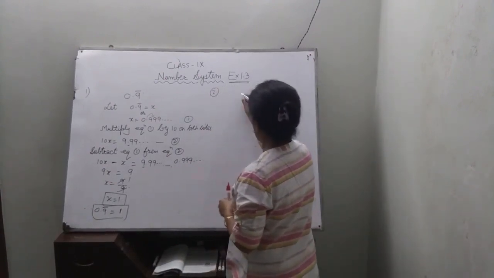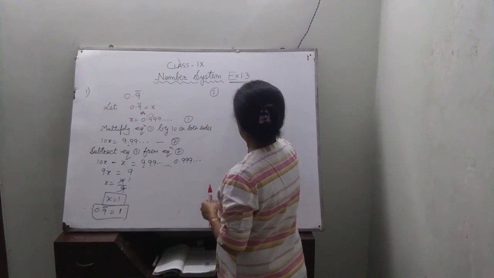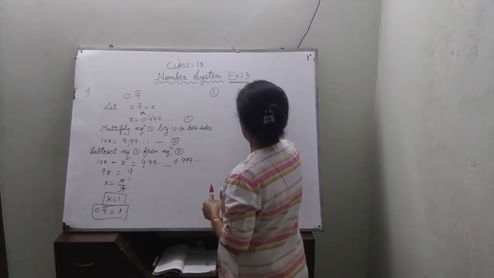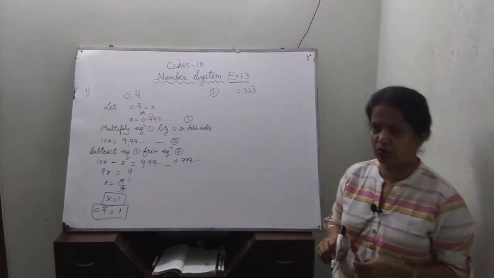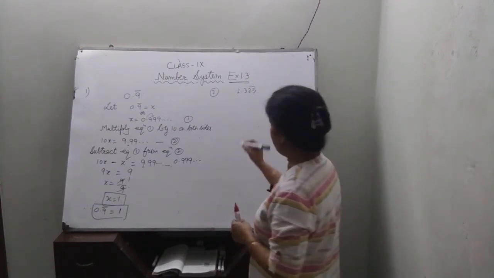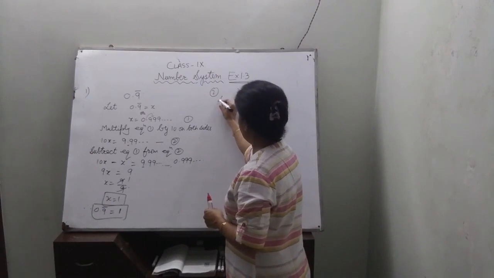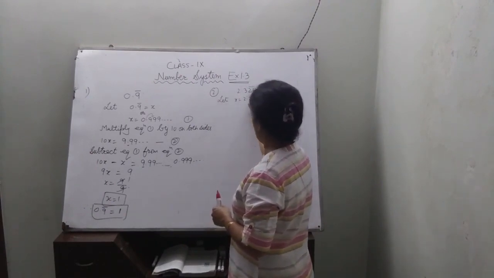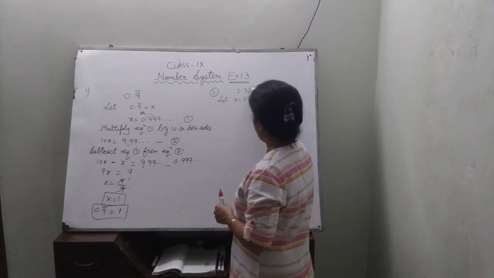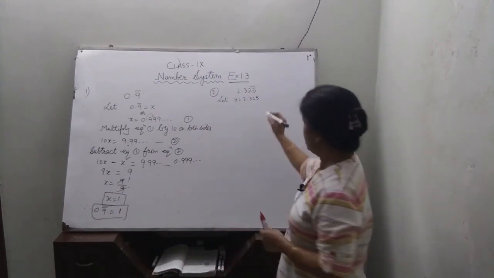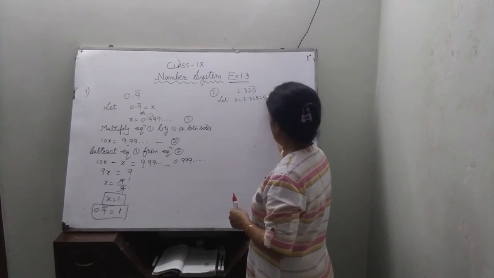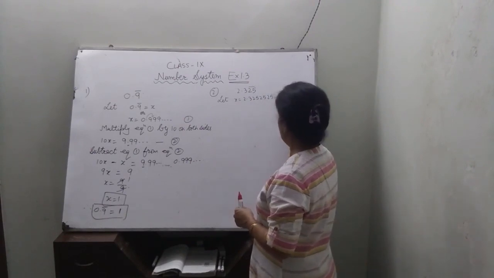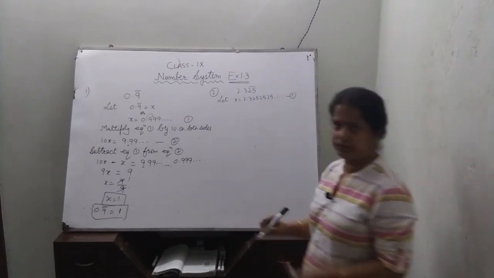Example, let it be ऐसे. This is the question now. अब देखते हैं. So first step, let x equal 2.325. देखो बार 25 के ऊपर है. So this 25 will be repeating like this. Name it as equation 1.